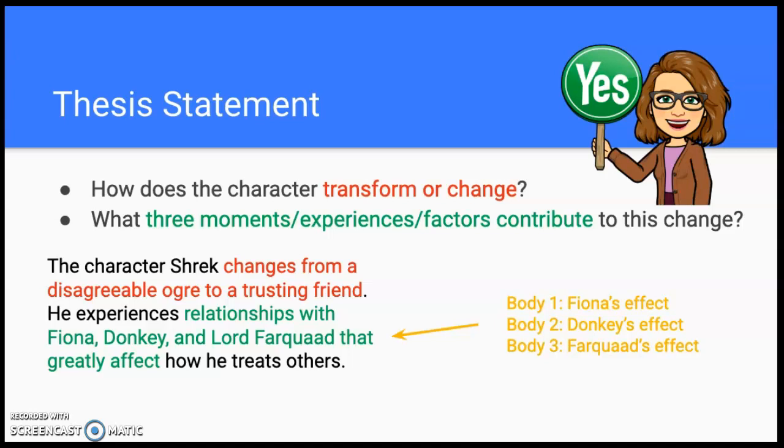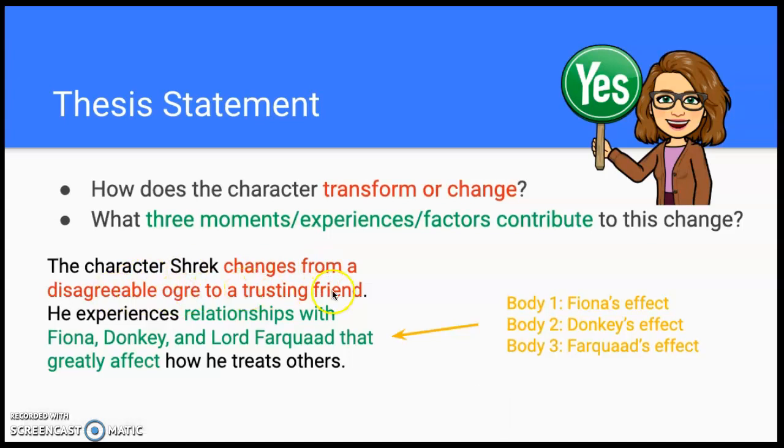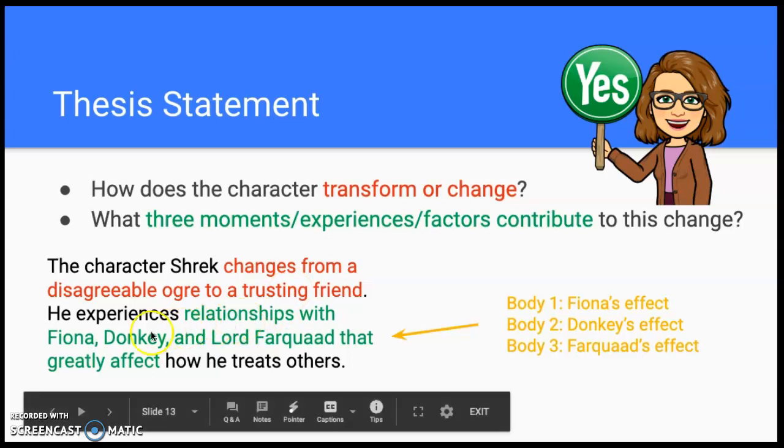Now this is good because we've got an answer to the transformer change. We've got changes from blank to blank, so from disagreeable to trusting. And then we've got a sneak peek. We're talking about relationships with Fiona, 1, Donkey, 2, Lord Farquaad, 3, which tells us that 1, 2, and 3, those are going to be our body paragraphs.